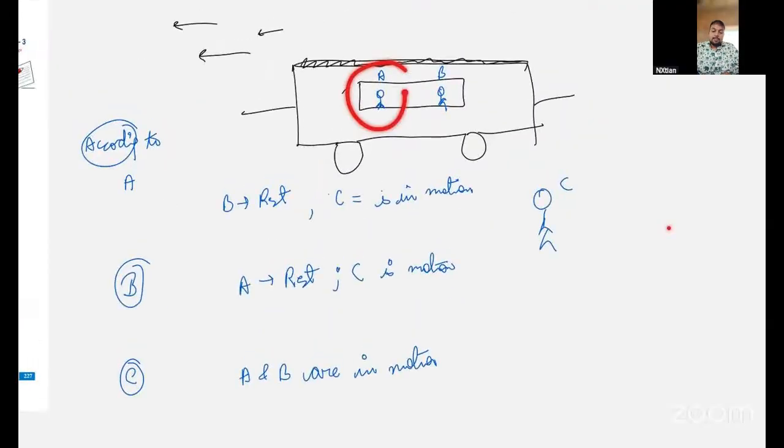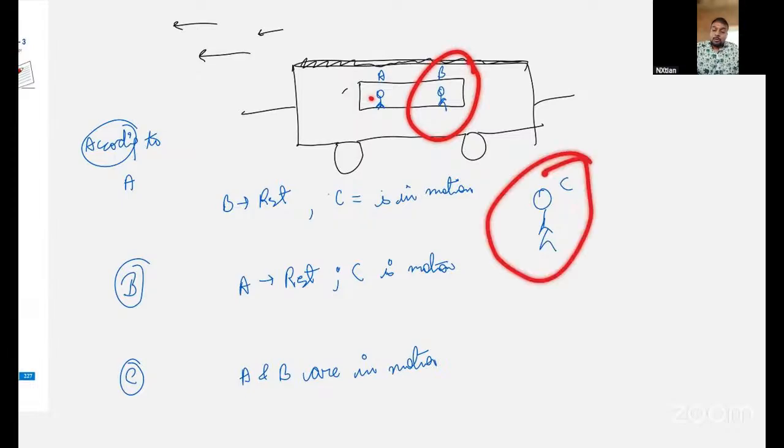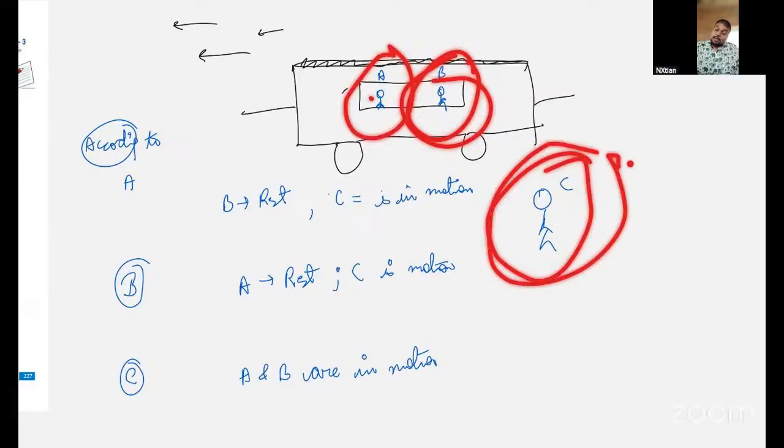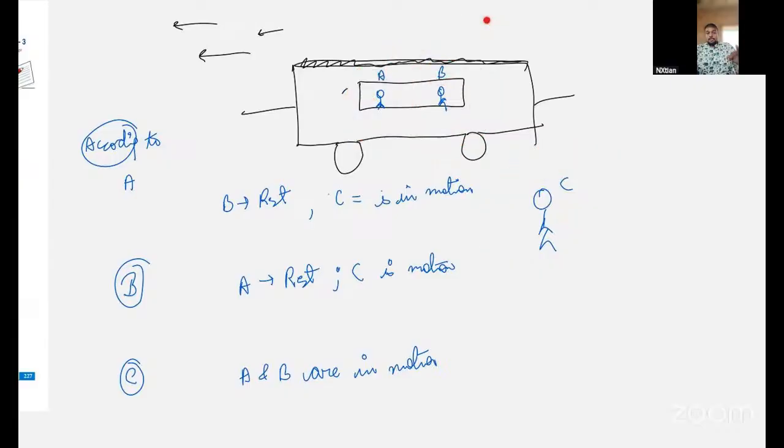Because each one is giving their own definition of motion. According to A, B is at rest and C is moving. According to B, A is at rest and C is moving. And according to C, A and B both are moving. So this means that motion is not only about the moving of an object, but about the reference point from where you are seeing. What is the point of reference?